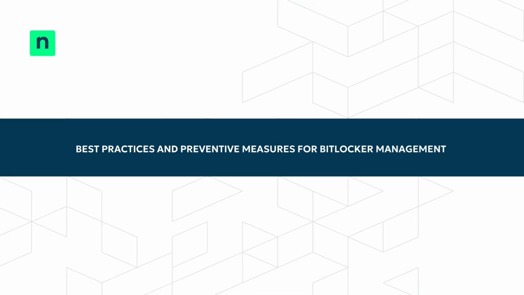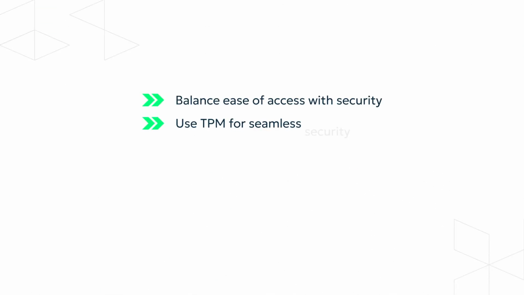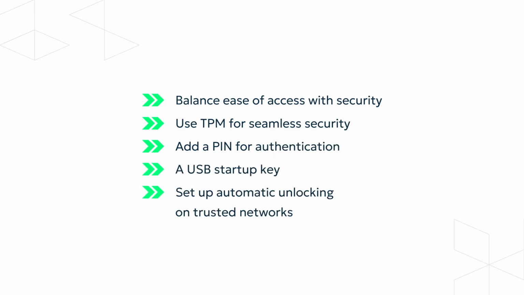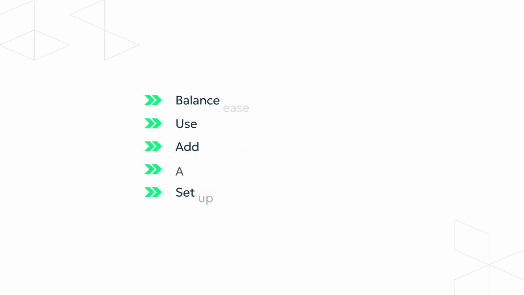Best practices and preventive measures for BitLocker management. When configuring BitLocker, balance ease of access with security. Use TPM for seamless security. Add a PIN for authentication, or a USB startup key. You can also set up automatic unlocking on trusted networks.